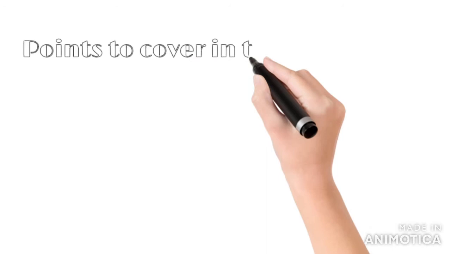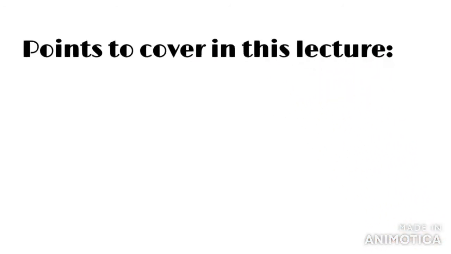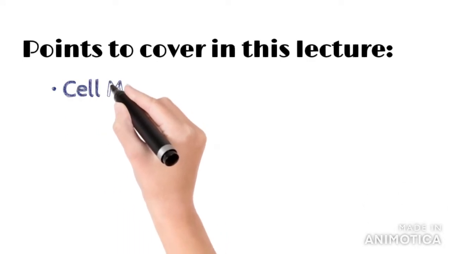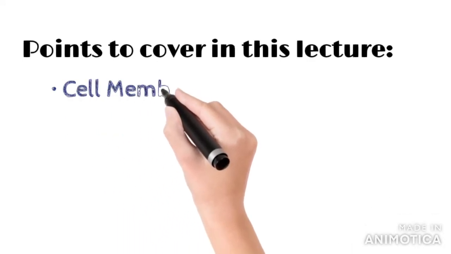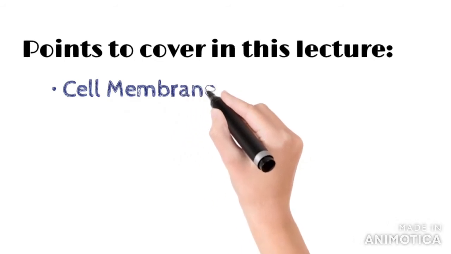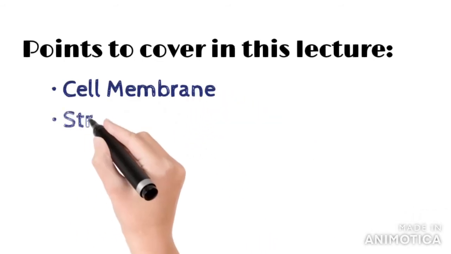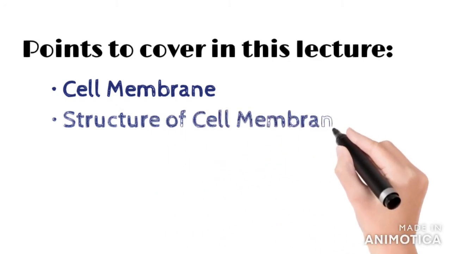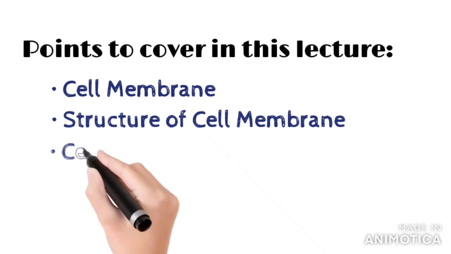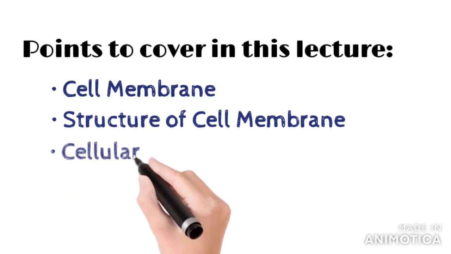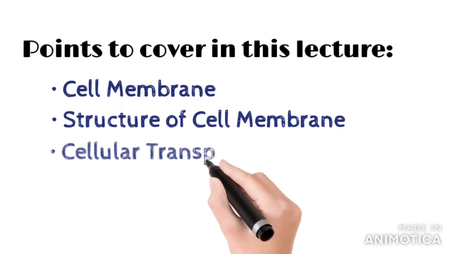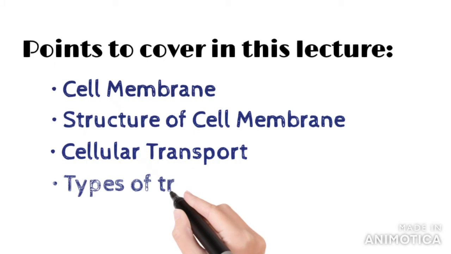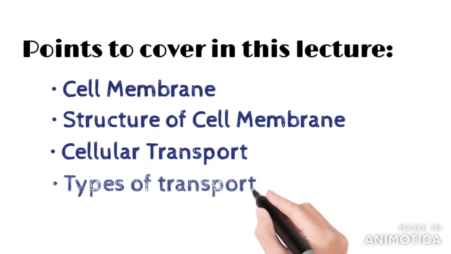The points we are covering in this lecture are the four main topics. We discuss all of them one by one. The first one is cell membrane and the second one is structure of cell membrane. We first discuss these two topics because it is very important to know the structure of cell membrane to know the transport mechanism, and the third topic is transport, and the fourth one is types of transport.